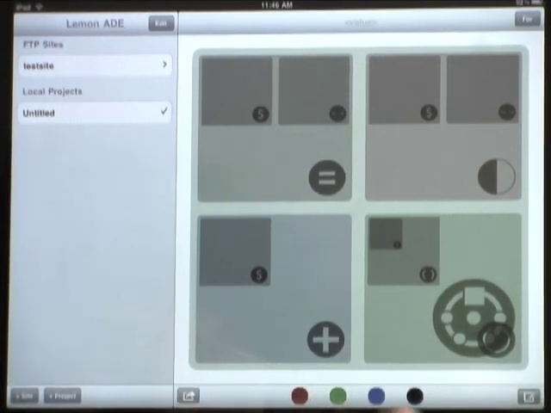Okay, and so that is the four categories and all the types at the moment that I used for the ADE.